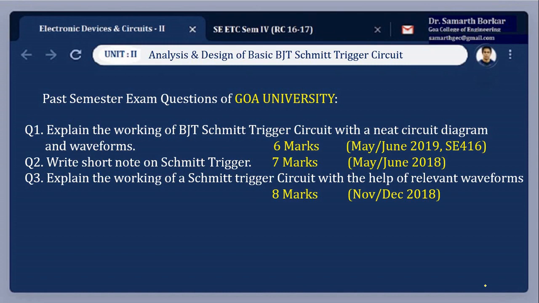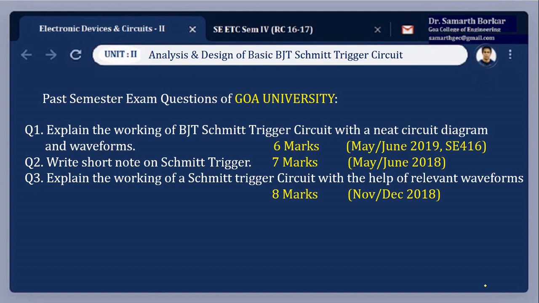Then if you refer to past semester question papers of Goa University, this has been frequently asked; you can check out May June 2019, May June 2018 and November December 2018. So first question: explain the working of BJT Schmitt trigger circuit with a neat circuit diagram and waveforms. Waveforms are very much important, and waveforms have to be labeled, meaning you have to state both state 1 and state 2. Which are the states?